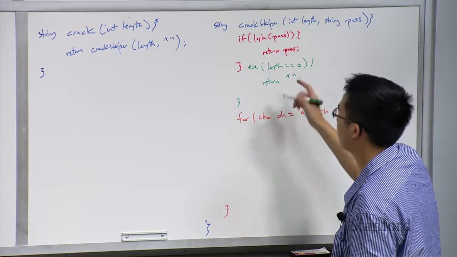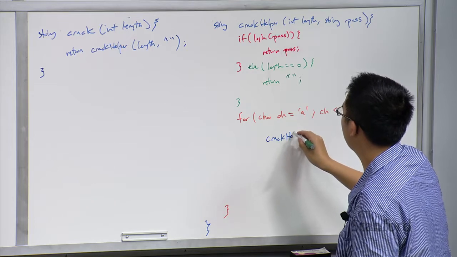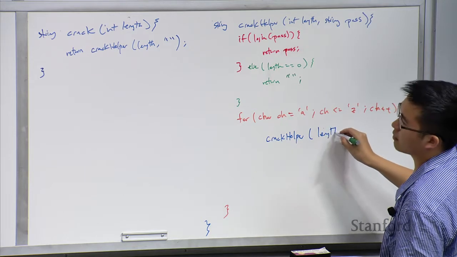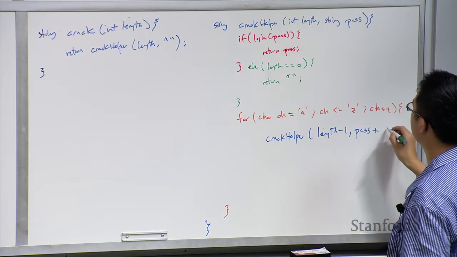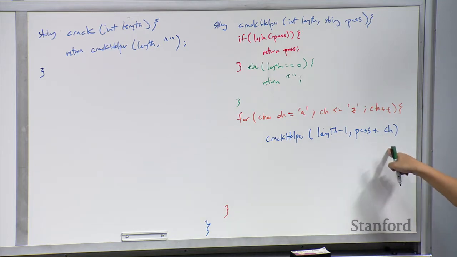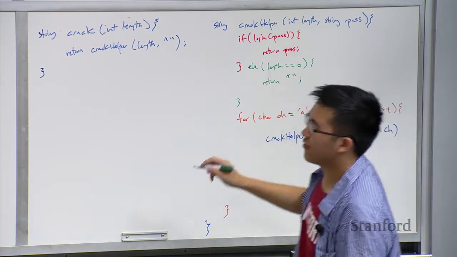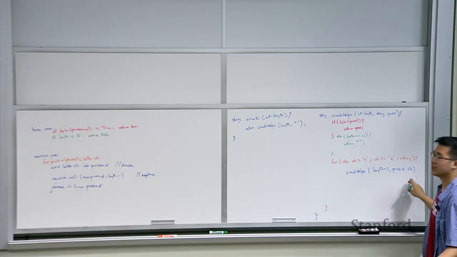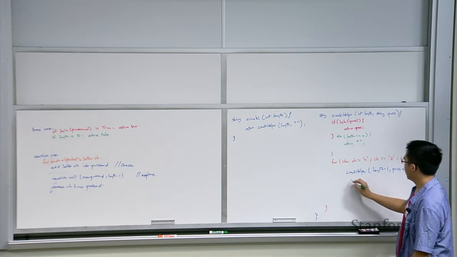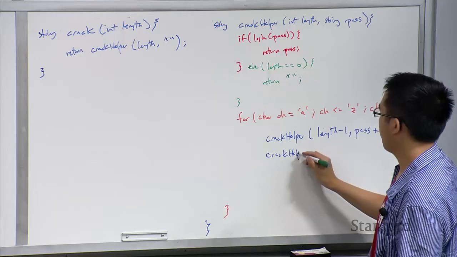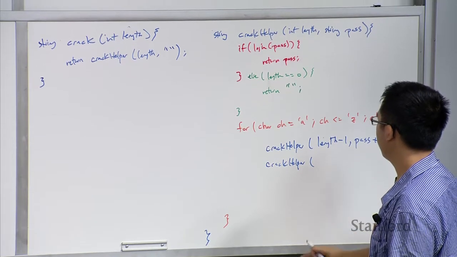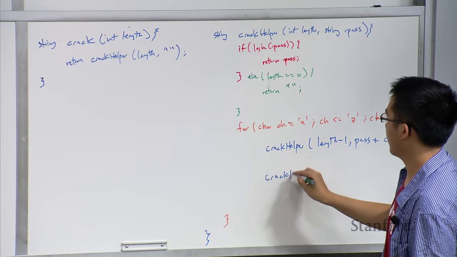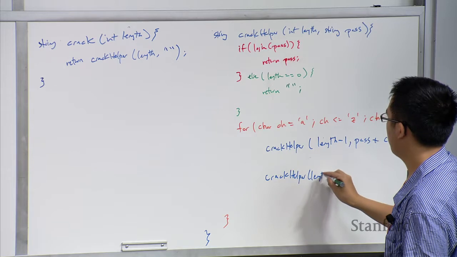So let's just directly make the recursive call, crack helper. And then instead of actually changing pass, let's just pass in length - 1 and pass plus ch. So that just automatically adds the character to pass. The nice thing is if you don't actually change the password, then you don't have to undo it. So here we don't actually have to undo pass because we never changed it. Okay. Another thing we want to do is we can do crack helper. So this is one recursive call. Another recursive call we want to do is crack helper length - 1.